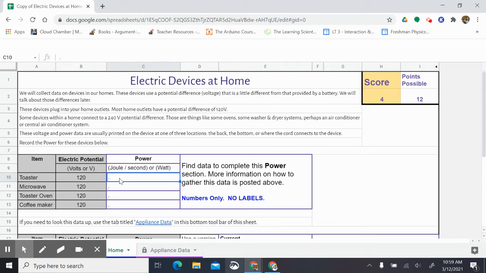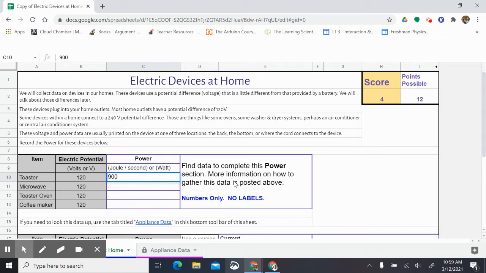But for me, I know my toaster. I went and looked on the bottom of my toaster, and it said that it had 900 watts of power, or it's rated to use 900 watts of power. So I know my toaster, 900 watts. The microwave and the toaster oven and the coffee maker, I can look those up as well.